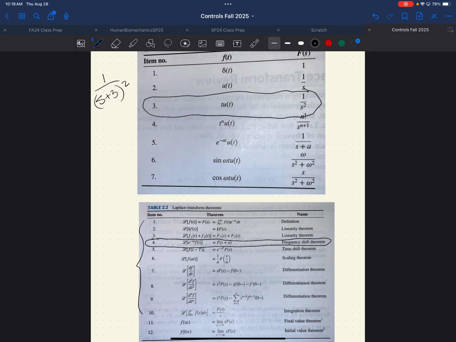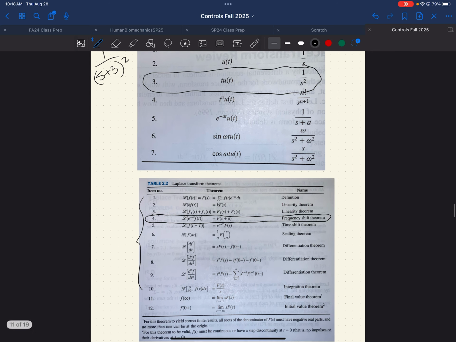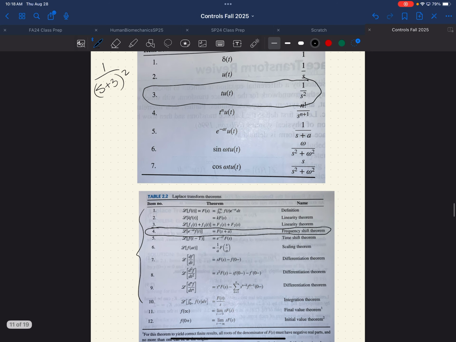That tells us that we can change out s for an s plus a variable. So one way to think about this is, if we were to compare this function to this theorem, this says that we have an s plus an a somewhere in the Laplace transform. What number do you think our a is for this function? 3. A equals 3, right? Okay, so a equals 3.